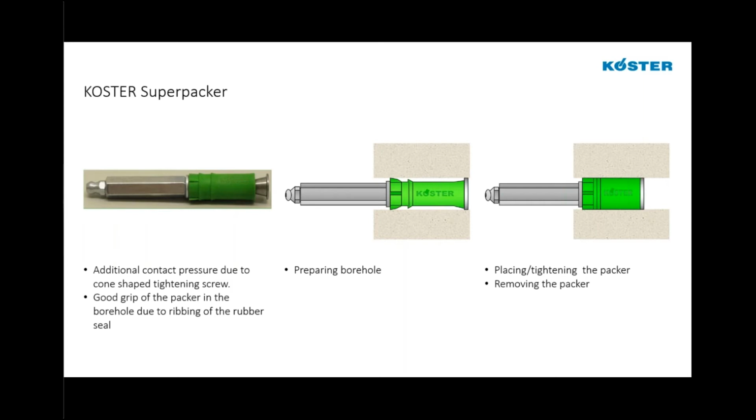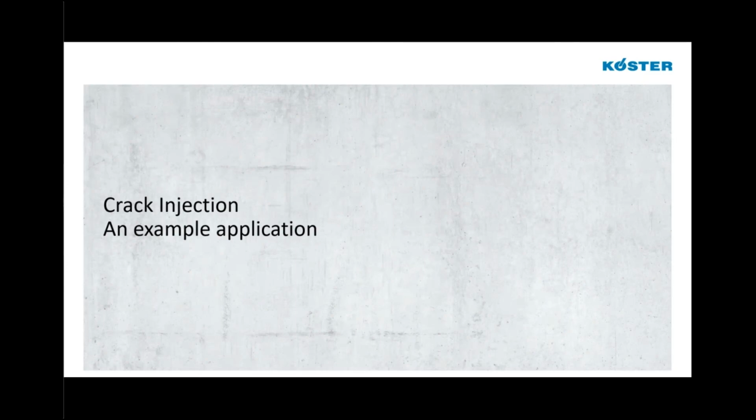Again, we get good grip in the packer in the borehole because of not only the ribbing of the rubber seal, but because of expanding that rubber gland and getting much more contact. After that borehole's drilled, and obviously the packers are placed and tightened after the injection works, they're designed so you can either bang out or loosen that metal shaft on the left of our pictures, and that gland is normally just left inside the wall, and the portholes are sealed over it. We have here kind of an example application of a crack that was injected with the KOSTER 2-in-1.